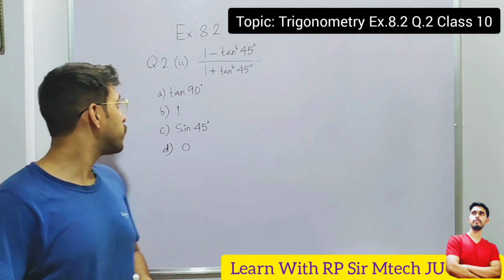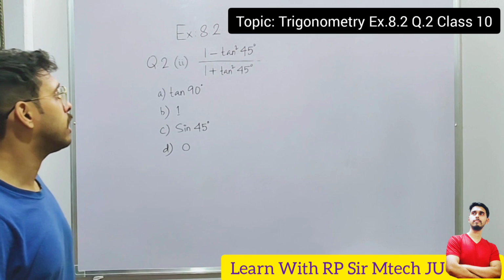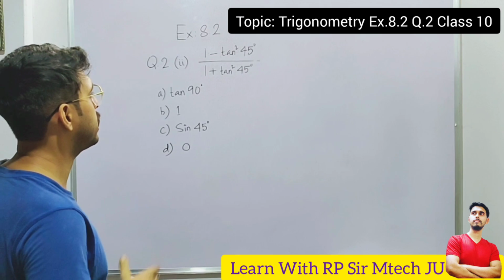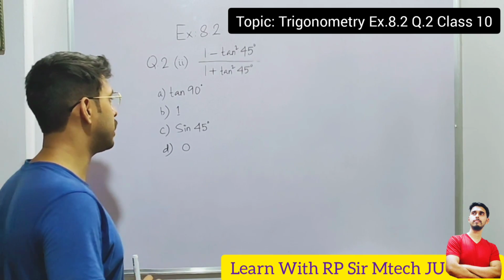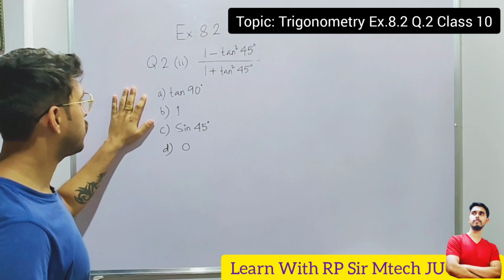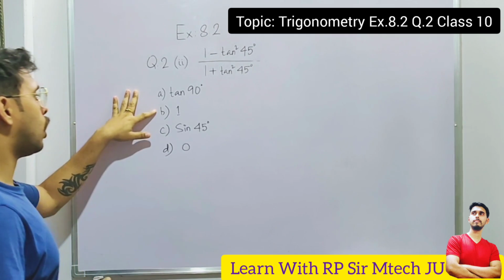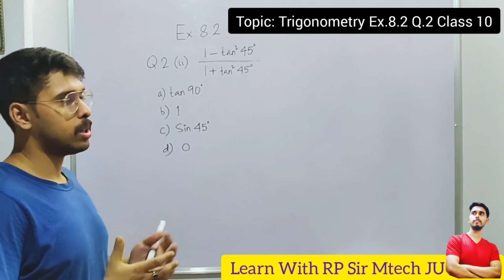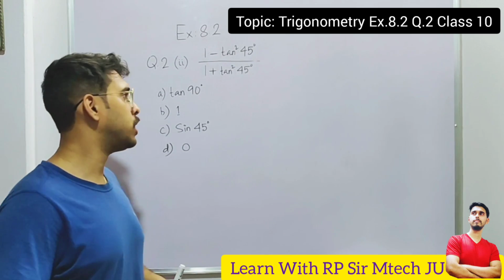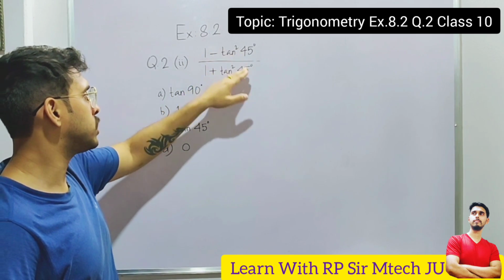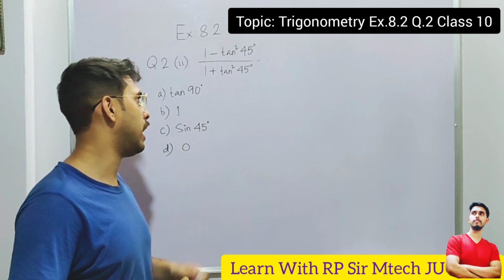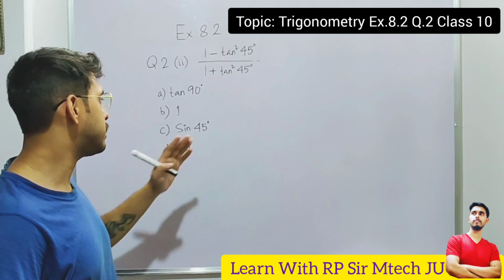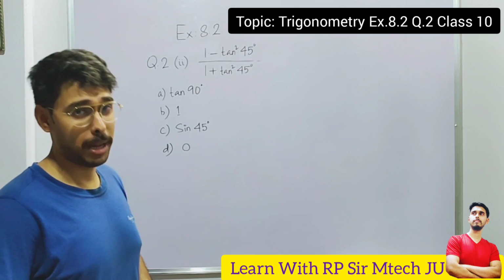So this is the second question. Again, it's an MCQ. You have 1 minus tan square 45 degree divided by 1 plus tan square 45 degree, and you have the 4 options. Option A is tan 90 degree, option B is 1, option C is sin 45 degree, option D is 0. Again, the same process: we first break down the values of tan square 45 in the numerator and the denominator, and finally we are going to evaluate and see which of the results match.